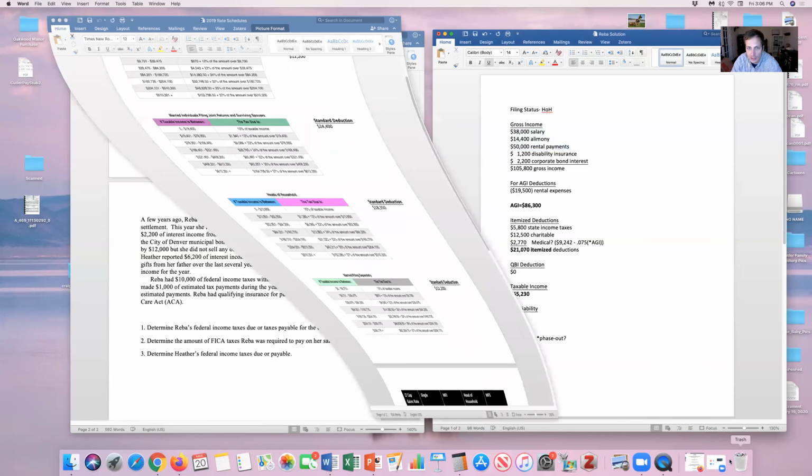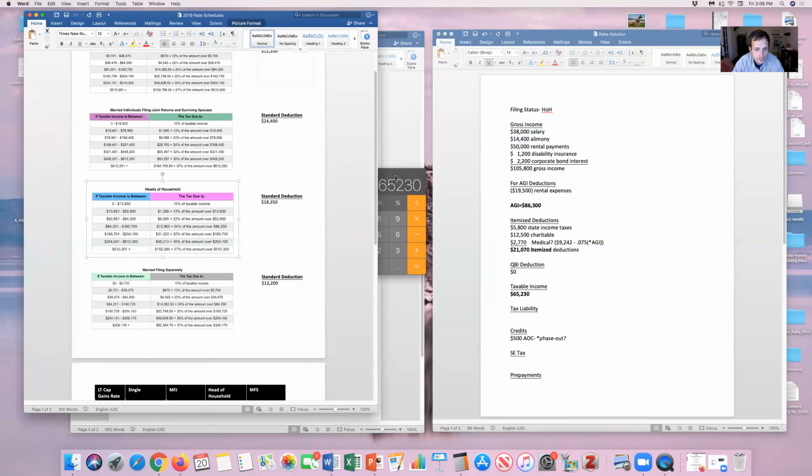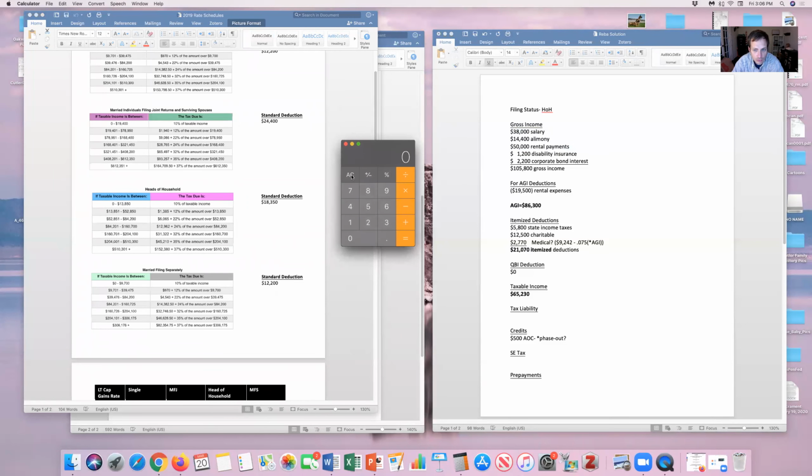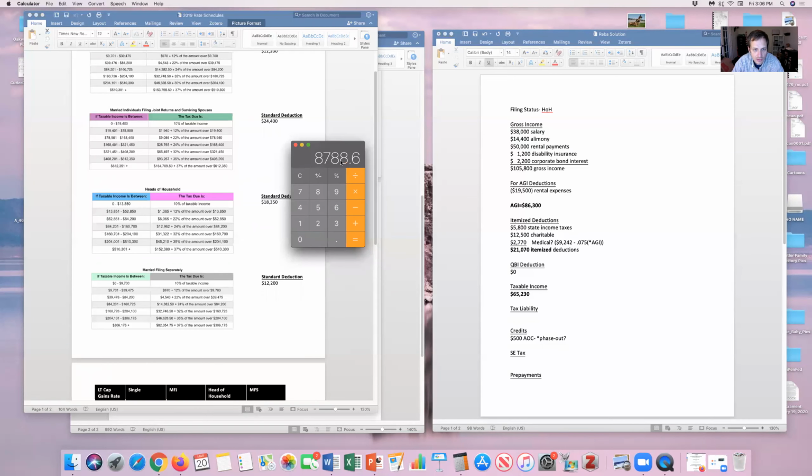So all we have to do is look at the tax rate schedule for head of household. We'll take her taxable income minus, where's her bracket? She's going to be right here in the 22% bracket. So minus 52,850 times 22% plus $6,065. All right, so I'm going to take this and round it up to 8,789.